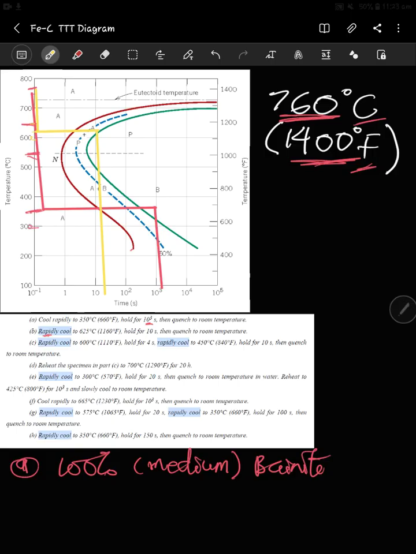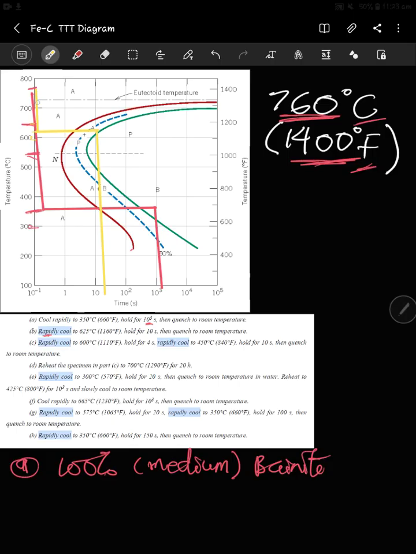Looking at this one, we had austenite, right? And then we cross the 50-50. So we can just say 50% fine pearlite and then 50%, what do you call it, martensite, right? But let me explain this.